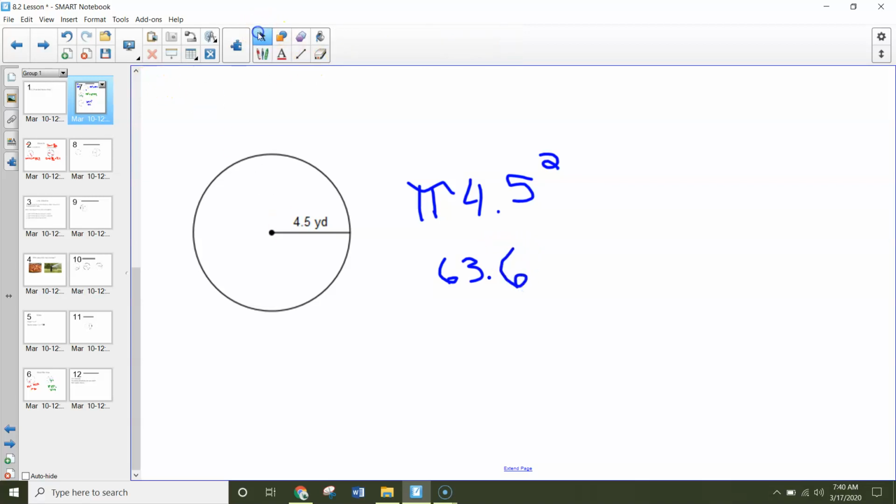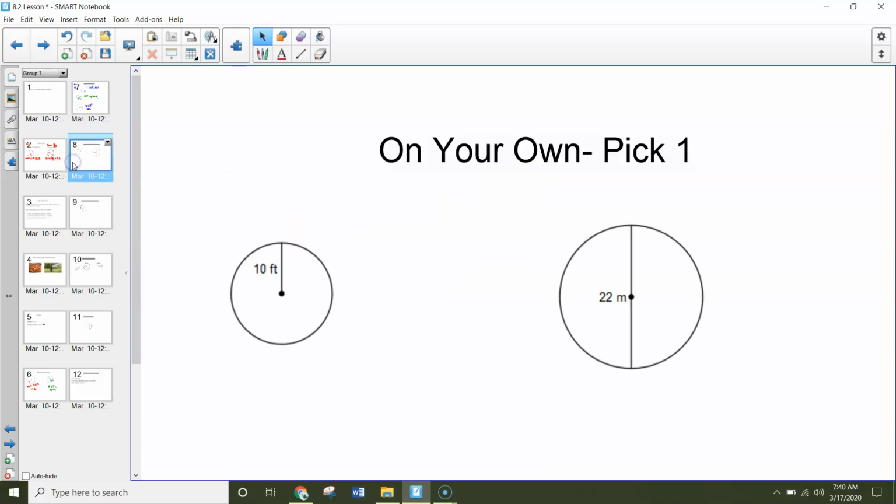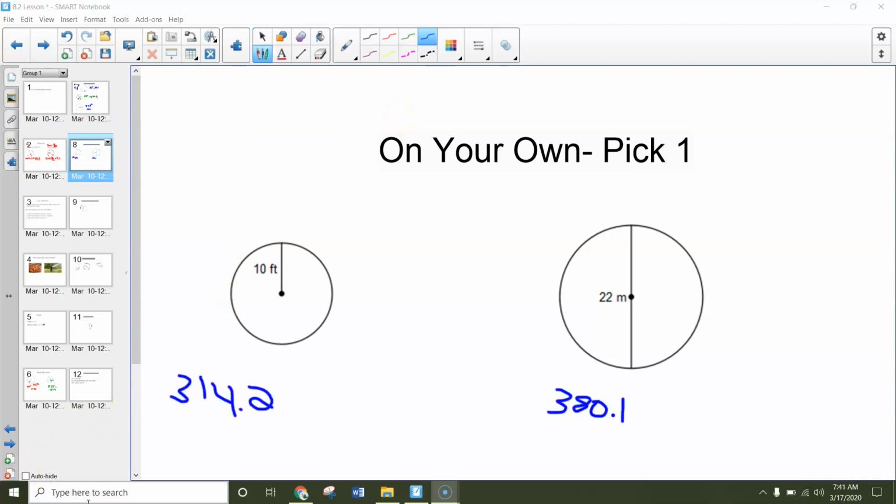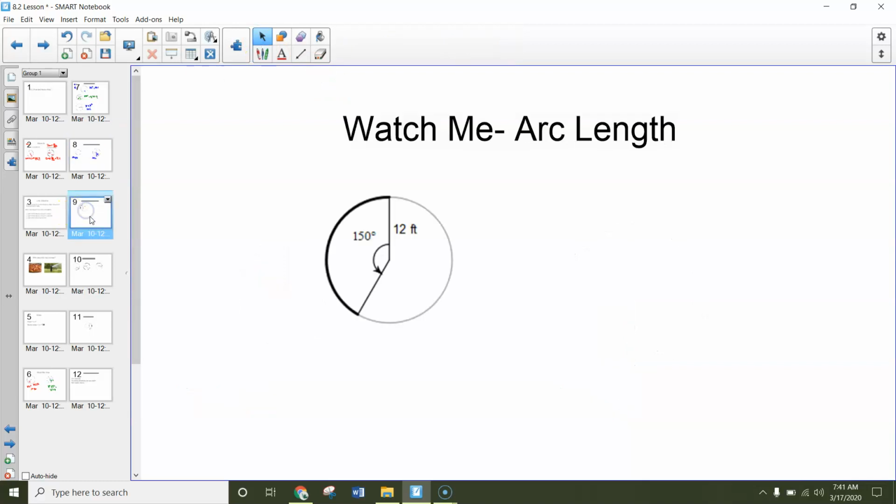Okay, go ahead and put your pencils down, eyes up here. Now we're going to, oh, just kidding, pick one of these that you want to do on your own, and then press play once you're done. Okay, if you did this first one, you should get 314.2. If you did the second one, you should get 380.1. Remember, we had to cut this one in half, so we used 11 as the radius. Now, put your pencils down and watch me.